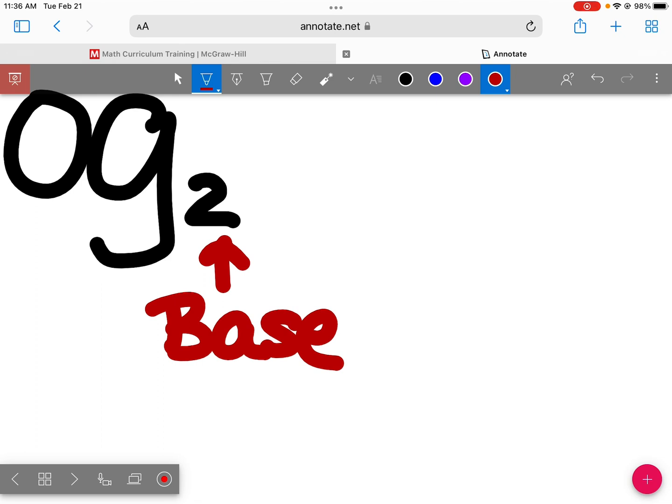Guys, you need to write this down. There's absolutely no way you're going to remember how to do this unless you take notes. This is brand spanking new.